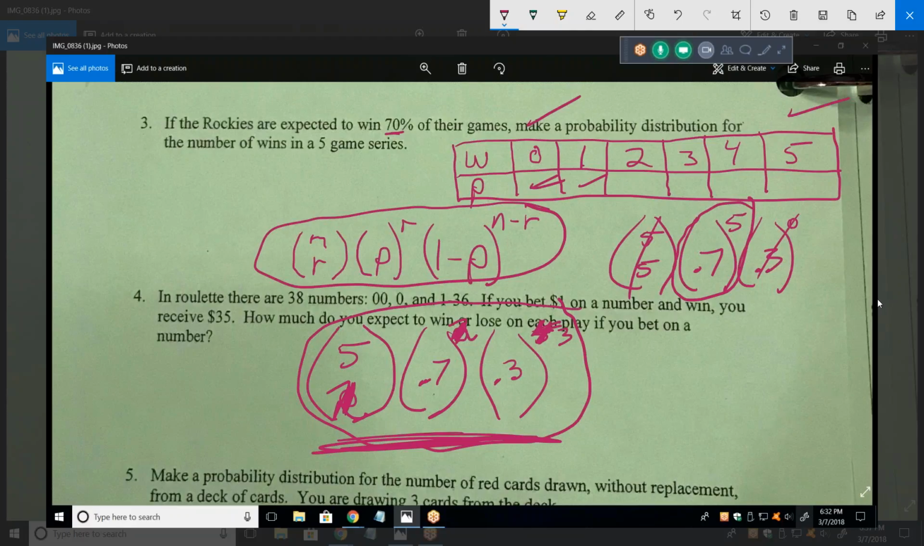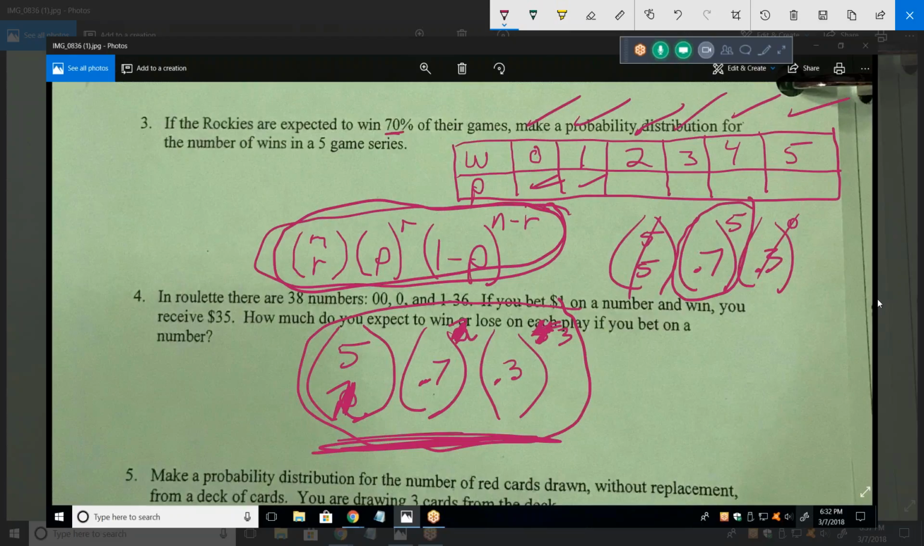But that's easy to figure out. These are the 2 hard ones right here. That one and that one are really the only ones that require you to use that formula. Any of the other spots you could do like we did. In other words, the odds of winning 5 in a row are 0.7 to the 5th. I don't need that formula for that.